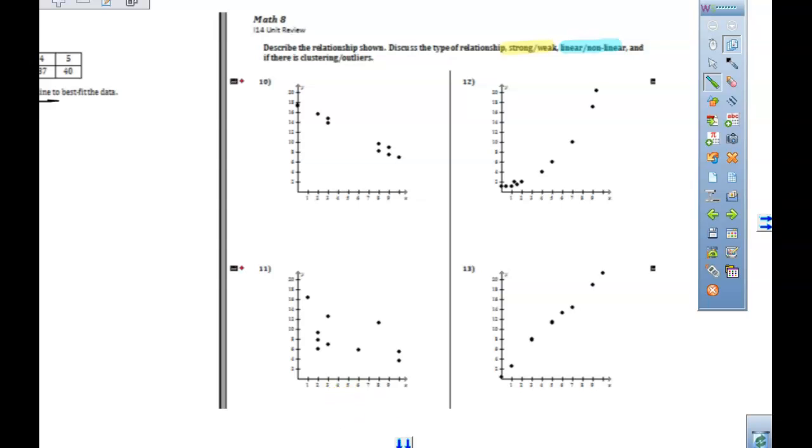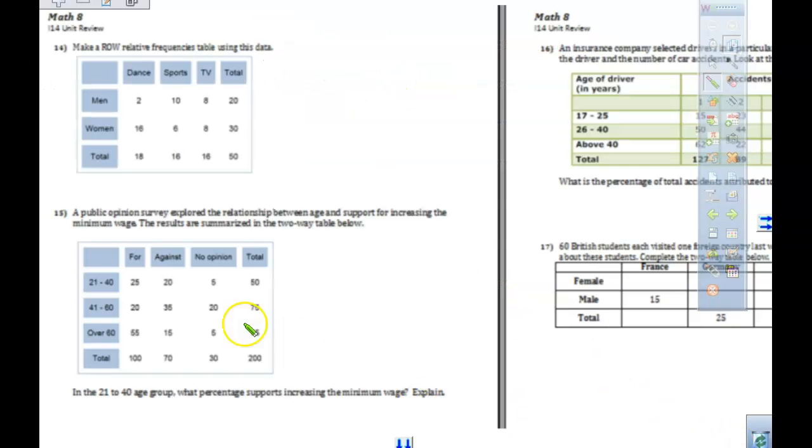The last thing that you are going to tell me for each of these sets of data is there clustering, like a group together, or is there an outlier? Now, it could have both clustering and an outlier. It could have only one of those as you take a look at that. Make sure you're checking your answers in the back.